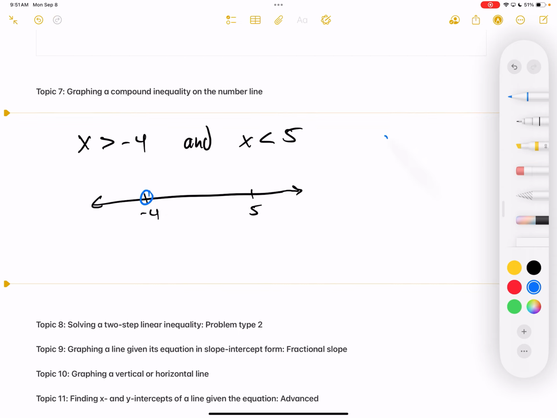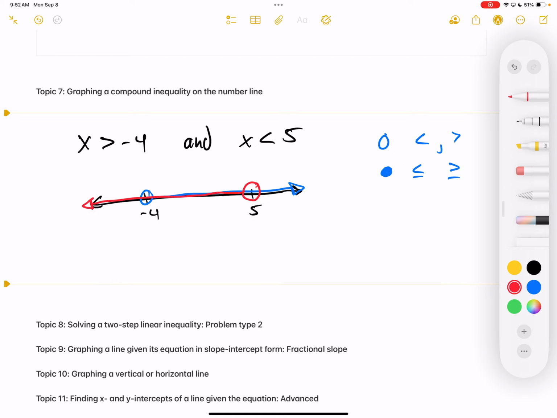Open circle. Remember, you're using an open circle when it's less than or greater than, and a closed circle when it's less than or equal to or greater than or equal to. You gotta make sure you push that little arrow too at the end. It's an open circle and it's greater than, so it goes to the right, because we want numbers bigger than that. And then x is less than 5 would be an open circle as well, and it wants numbers to the left.